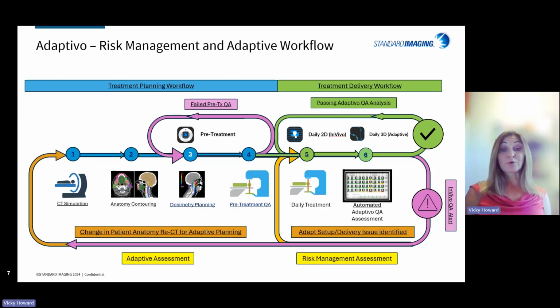Now, of course, as treatment progresses, we, in some cases, hope that patient anatomy changes, especially tumor size, and Adaptivo will stay in tune with that and be able to alert and allow clinicians to start their adaptive assessment hopefully earlier on than they would from the traditional subjective approach. So in this case, the physician and physicist could be easily triggered to review and make more informed decisions about whether the patient needs a re-CT and needs replanning for their adaptive treatments.